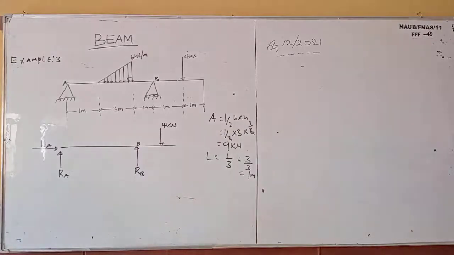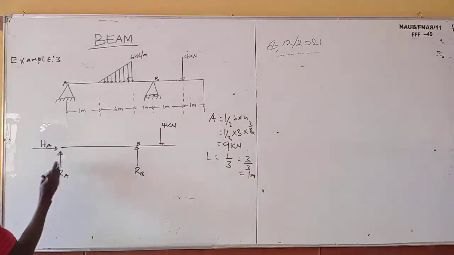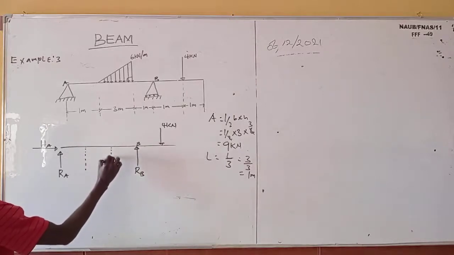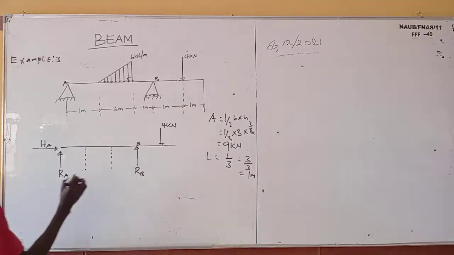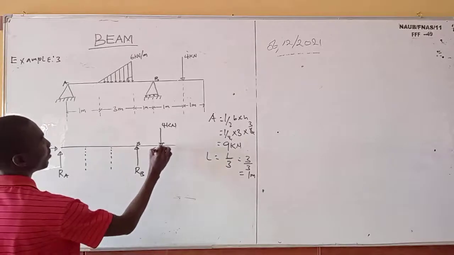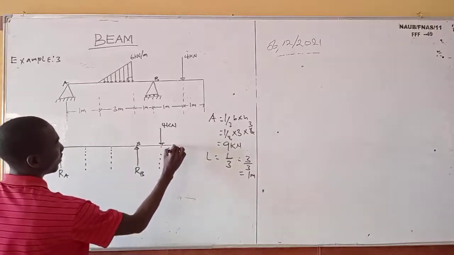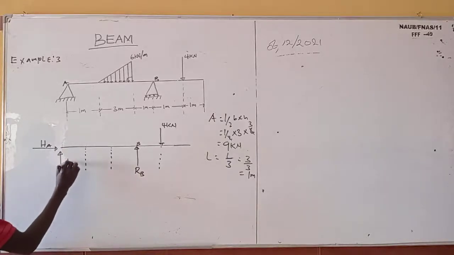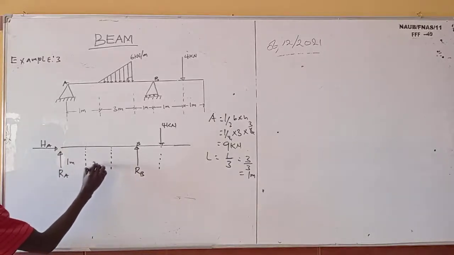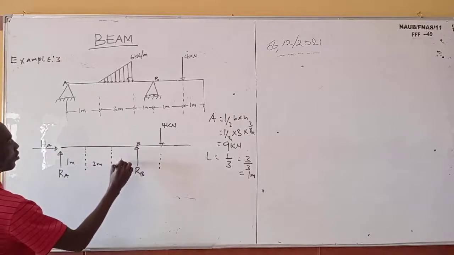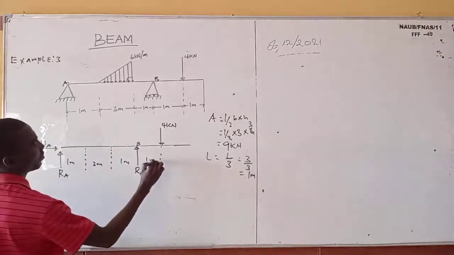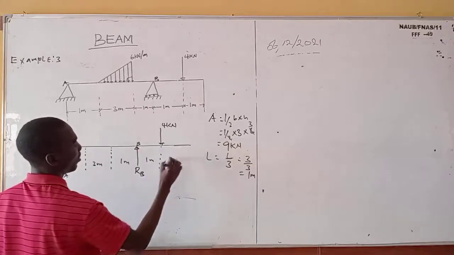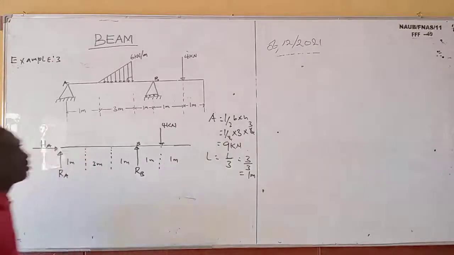And this is our load here, which is 4 kilo Newton. You get that? Now don't forget that from this point, we are also having something like this here. From here to here is 1 meter. This one is 3 meter. This one is also 1 meter. This one is 1 meter. This one, let's say the beam stops here, so it's also 1 meter.